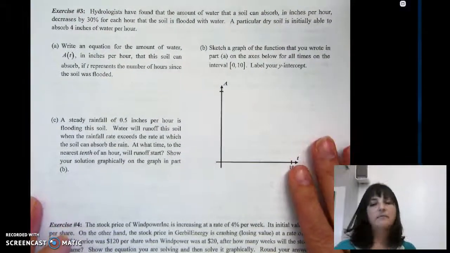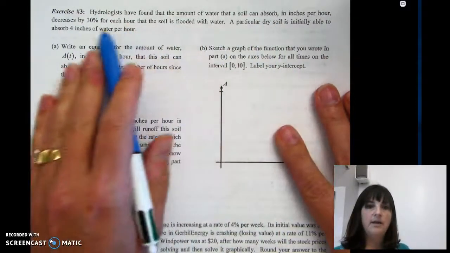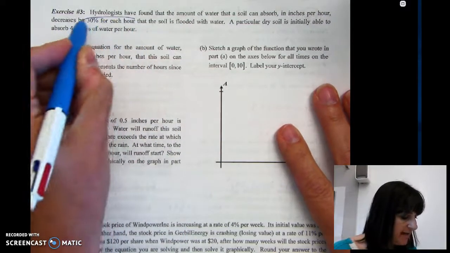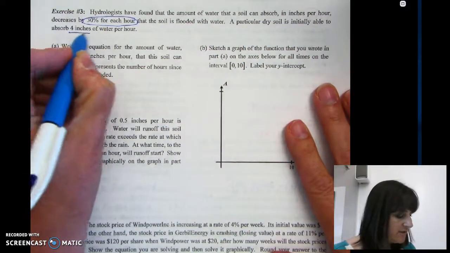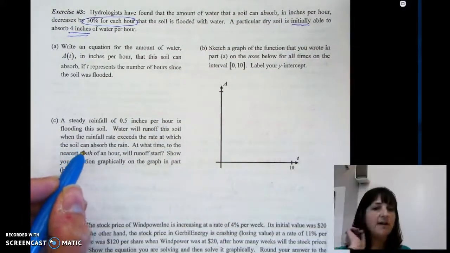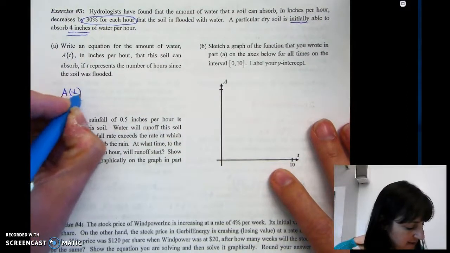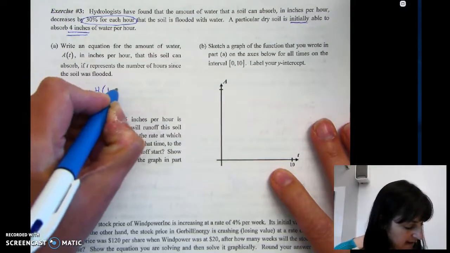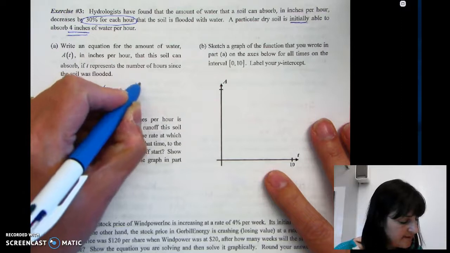All right, so on this problem, we have an amount of water that the soil can absorb in inches per hour, and we see that it decreases by 30% per hour. So that's my decay rate. And a particular dry soil is initially able to absorb 4 inches of water. So that word initially is the one that clues me in that that's going to be my starting amount. All right, so my A of T formula is going to be my initial amount, which is 4 inches, and then it's decaying, so 1 minus 3 tenths or 30 hundredths to the T.